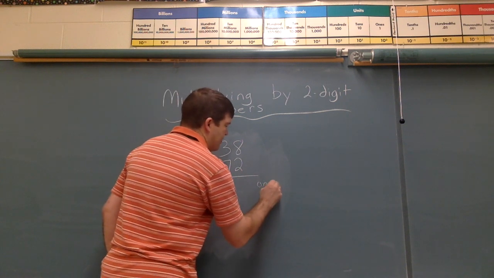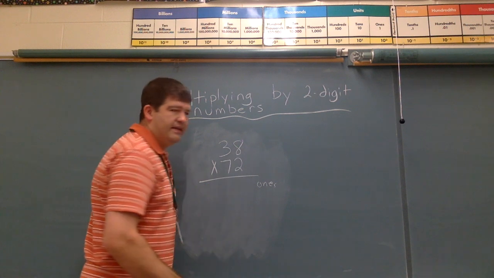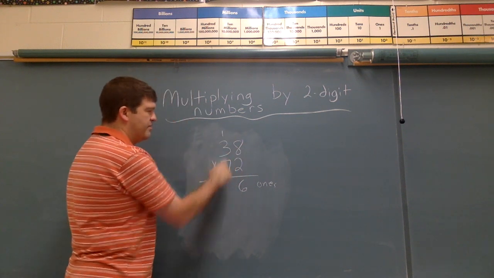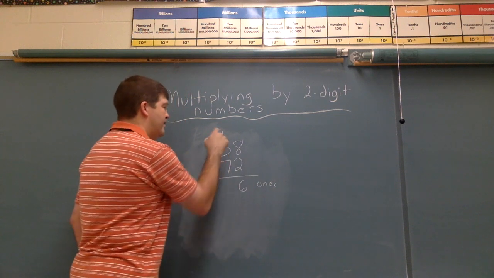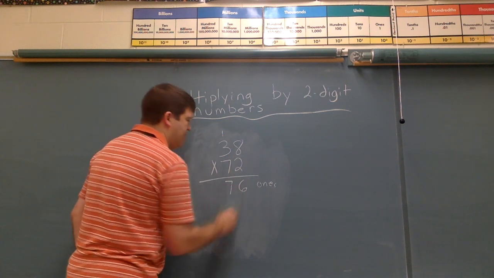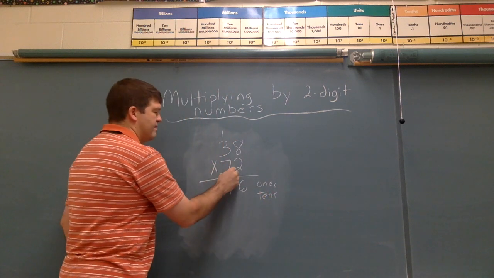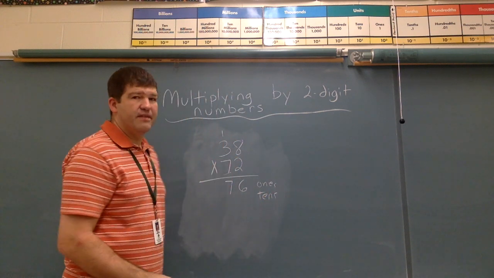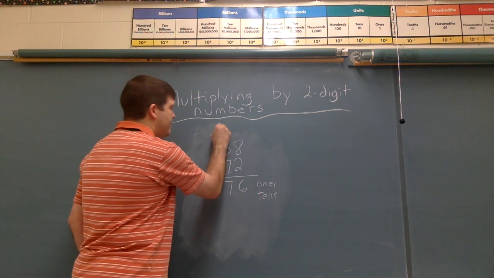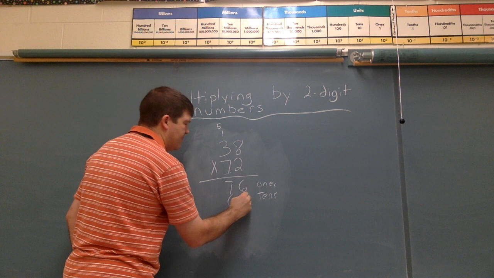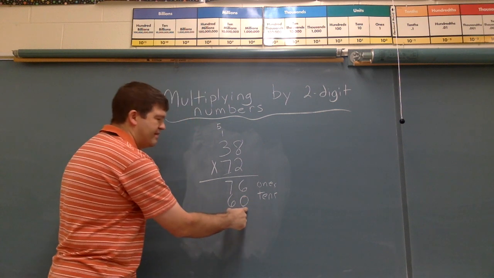Let me do this. I'm going to start with my ones. 2 times 8 is 16, and my 1. 3 times 2 is 6, add that is 7. Okay, now I'm going to do my tens. Start over here with my 7 times 8. 7 times 8 is 56. Ooh, I almost forgot my 0. I got to remember my 0 because I'm in the tens place.